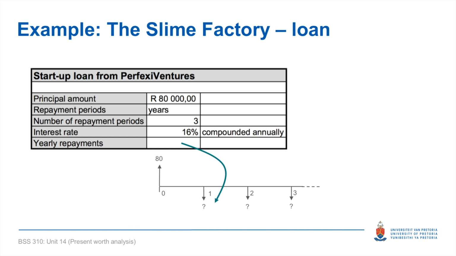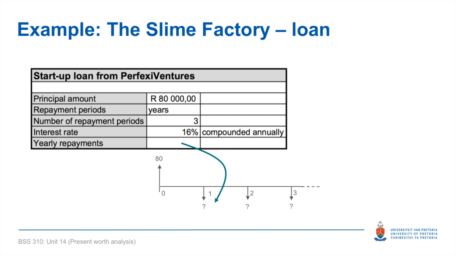Next, we need to figure out what our yearly repayments would be. If you were to take out a loan with a bank, they would calculate this for you. And in fact, there are many online calculators that you can use to calculate repayment schemes for different types of loans, vehicle loans and mortgages. Every single one of our commercial banks has an online calculator that you can use.